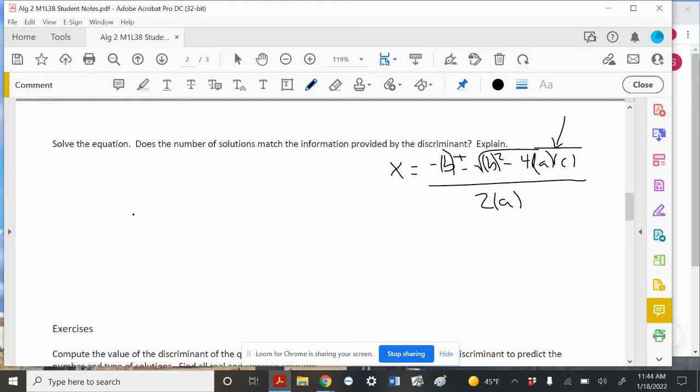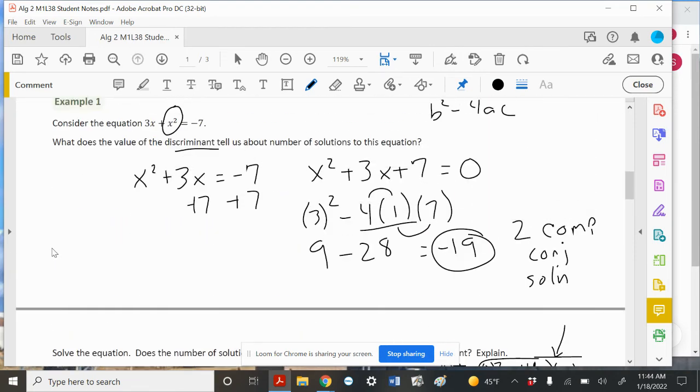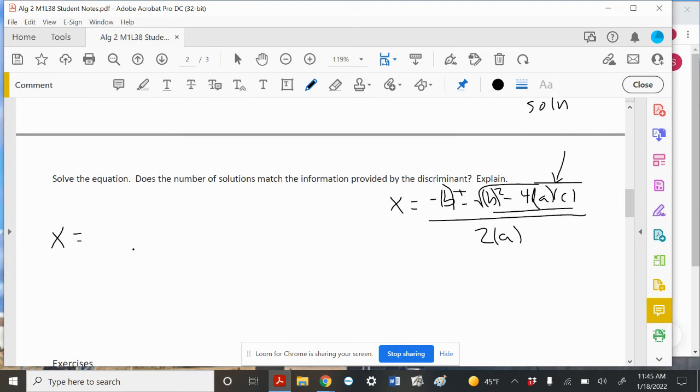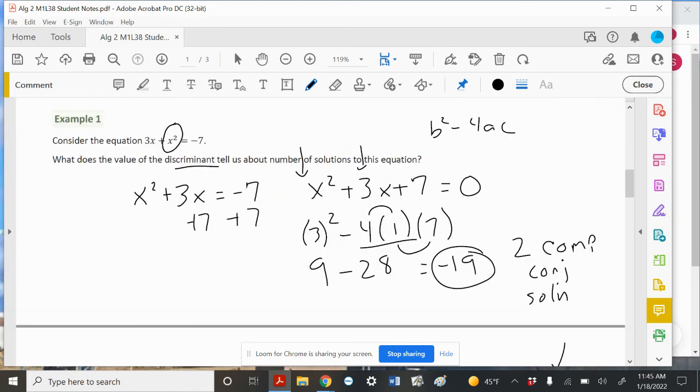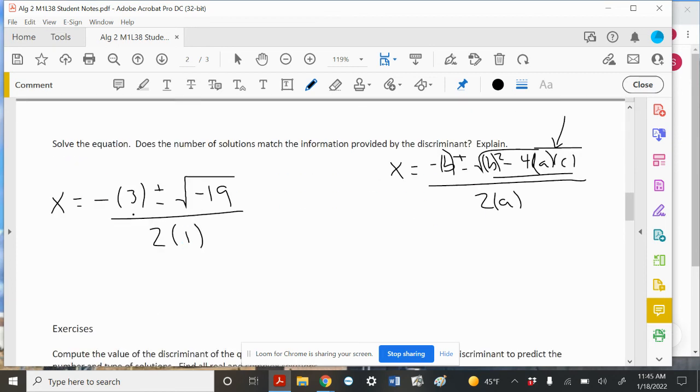Okay, so now we've already calculated this. We figured out that was -19. So that means x equals, and then we go back up to the equation to see what b was. Remember, b is this term right here, so it's 3. So we have -3 plus or minus the square root of -19, because I already figured that out, all divided by 2. And then we look at the a term, the number in front of the x squared. That would be 1. So that is -3 plus or minus, and I can take out an i from that, the square root of -1, square root of 19, all over 2.